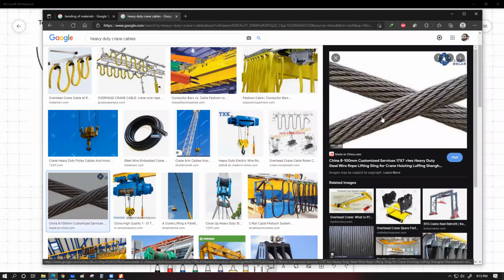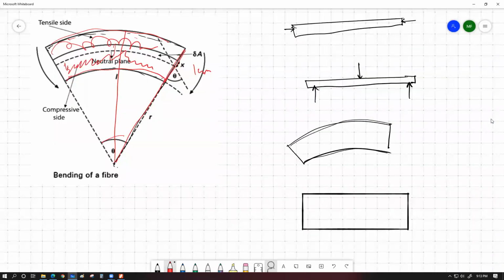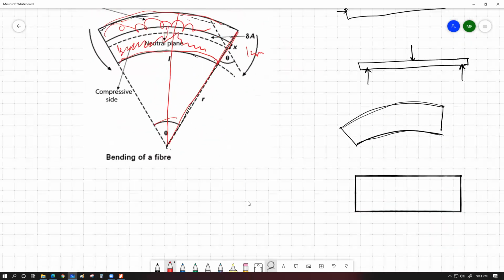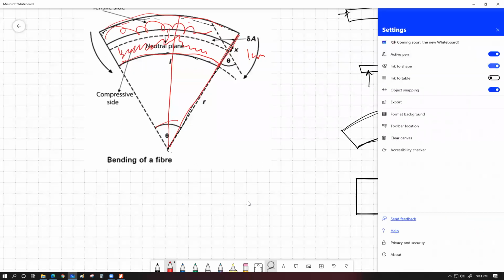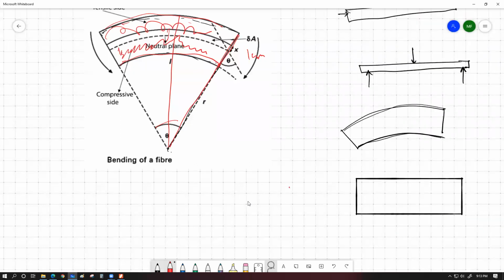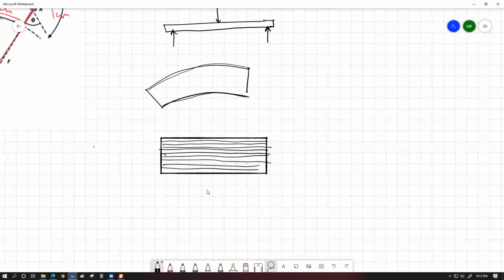Why? The reason is very simple. They produce a much smaller bending stress. Exactly. Because have a look. Rather than having this whole cable of this much thickness, if I intentionally sliced up this whole material into very thin slices and then did the bending, then I'm not going to get a shape like this. Rather, I'm going to get a shape somewhat like this.